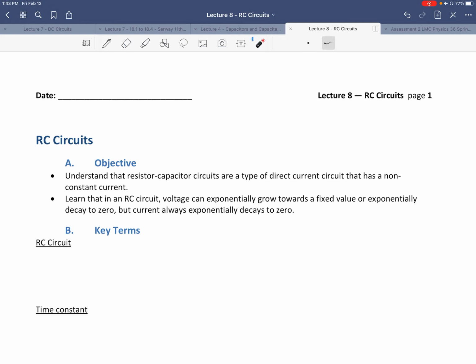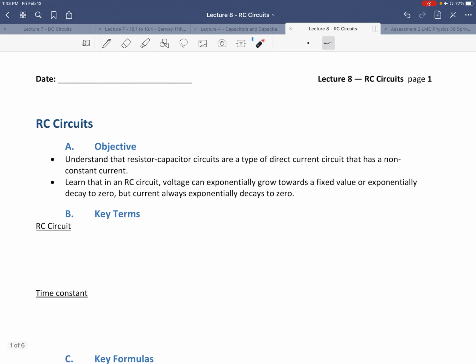So what is an RC circuit? Well, it's a resistor-capacitor circuit, so building on ideas that we've seen before. Let's take a look at our two objectives.